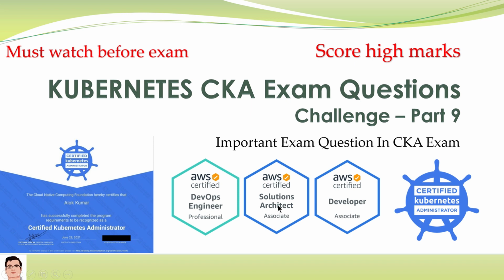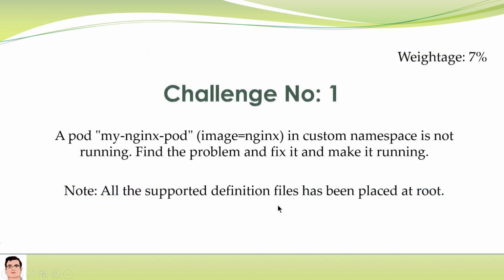And now I'm moving to challenge number 1. You can see that this particular question has a weightage of 7%. So maybe there is some complexity, some little bit of difficulty, or maybe there are some more steps that you need to follow. You can understand it in this way.